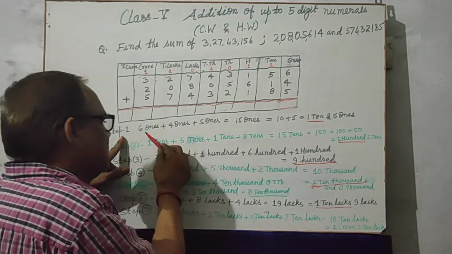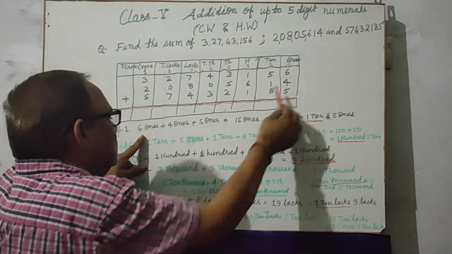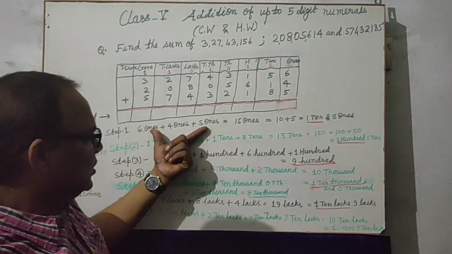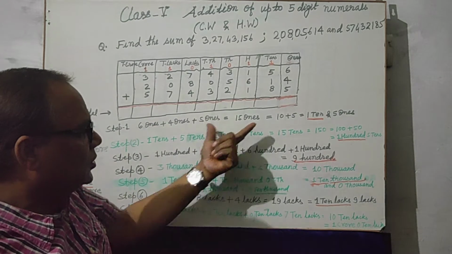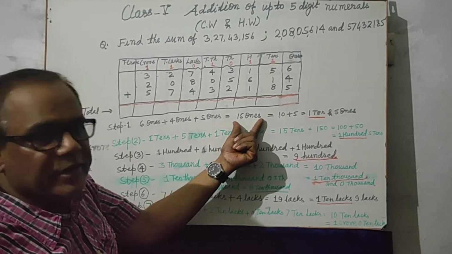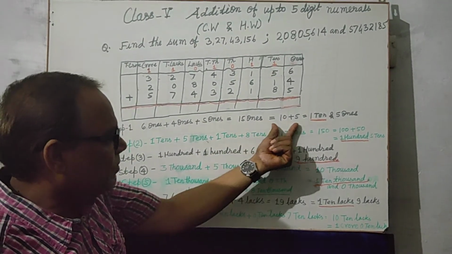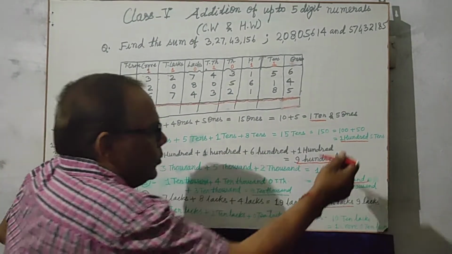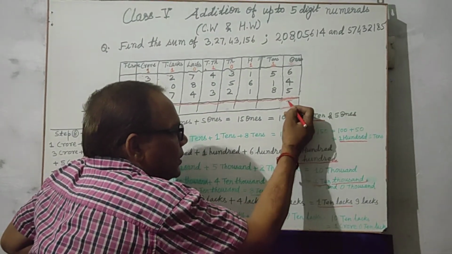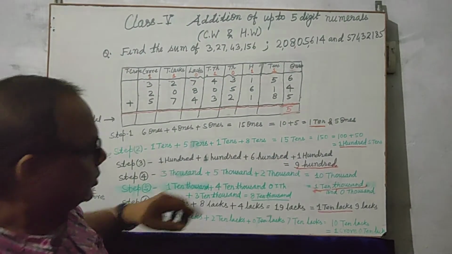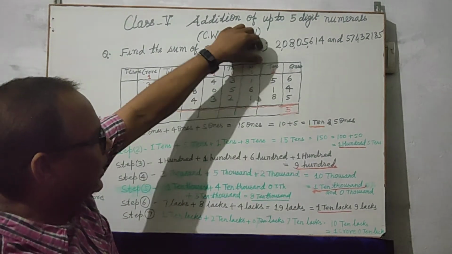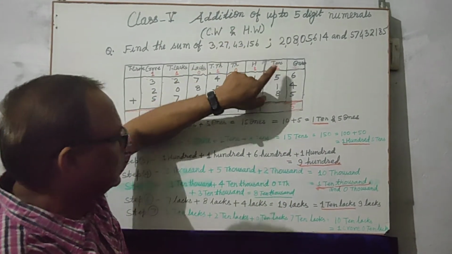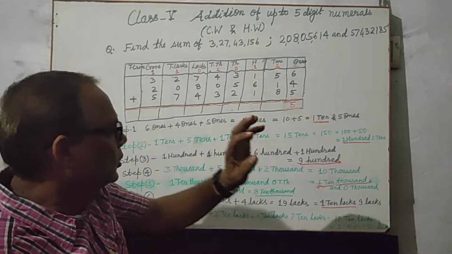6 ones, 4 ones, 5 ones. These 3 numbers give you 15 ones. It means 10 plus 5, 1 ten and 5 ones. Put 5 ones here. The 1 ten will be carried to the place of tens, with the red I have put here. Now the second step.